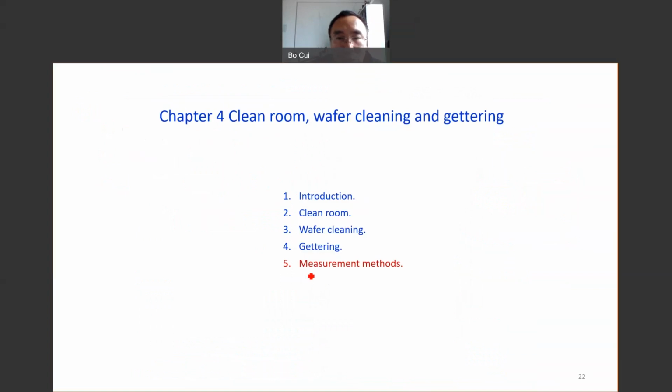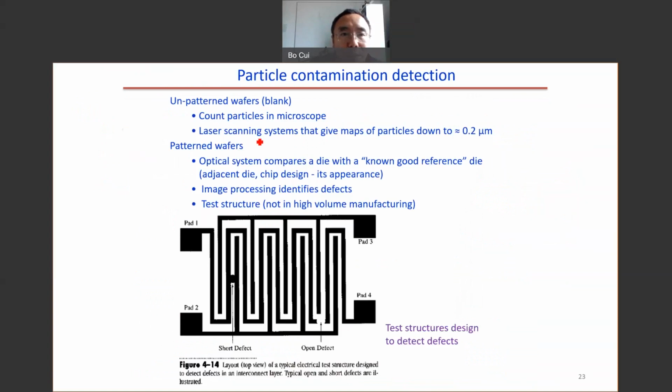And now we look at how to measure the defect. We can use light. For the unpatterned wafer, we can use an optical microscope, or we use laser scanning to count the particles. For patterned wafers, we can also use light. We use an optical microscope to compare a die with a good reference die. If we see the image is different, we know something may have gone wrong.